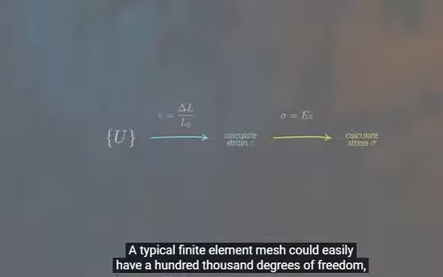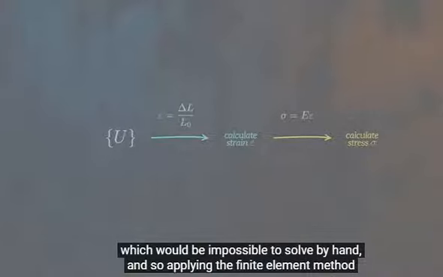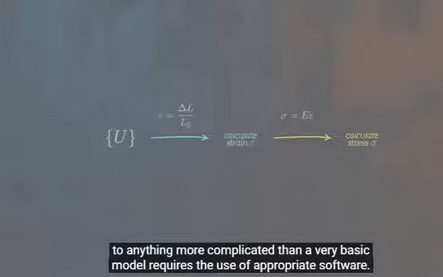A typical finite element mesh could easily have 100,000 degrees of freedom, which would be impossible to solve by hand, and so applying the finite element method to anything more complicated than a very basic model requires the use of appropriate software.